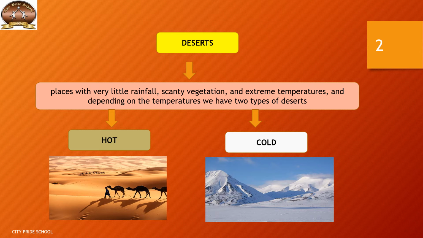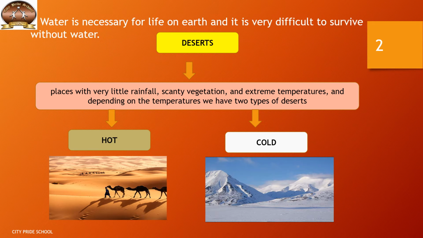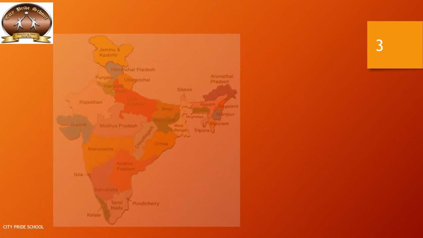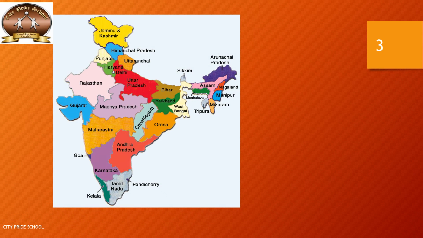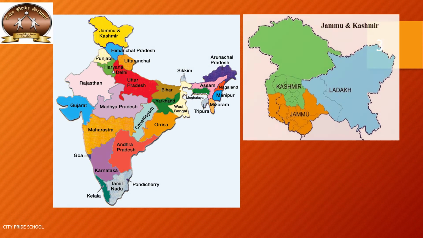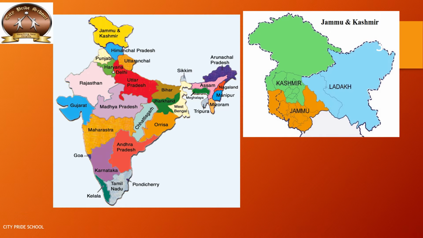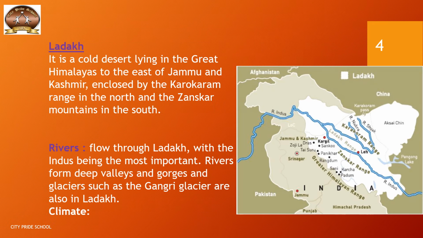Now, which cold desert are we going to learn? It is the desert in India, and this cold desert lies in India in Ladakh. Here is our cold desert. It's a part near Jammu Kashmir, and recently Ladakh has been declared as a union territory.